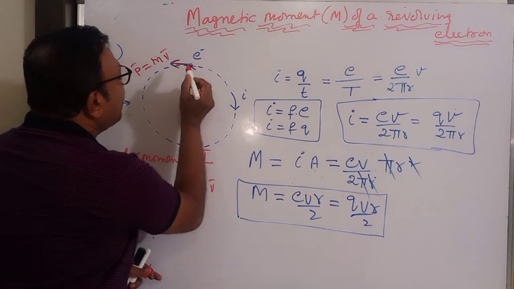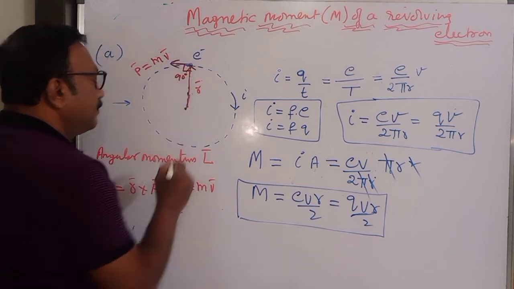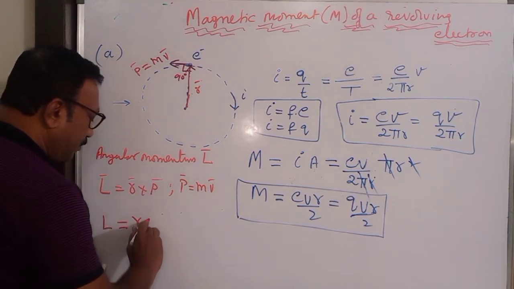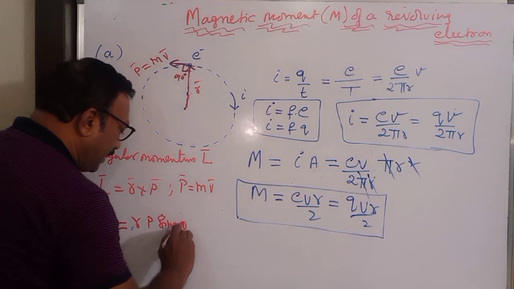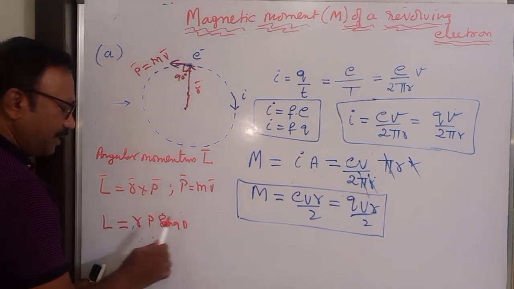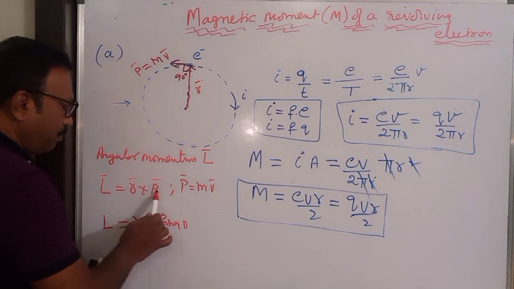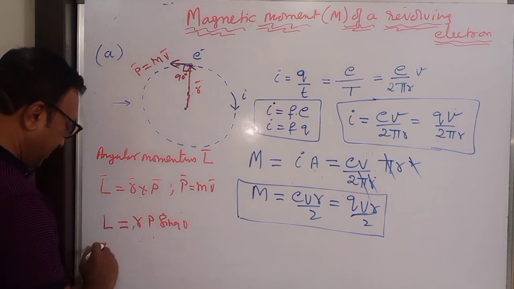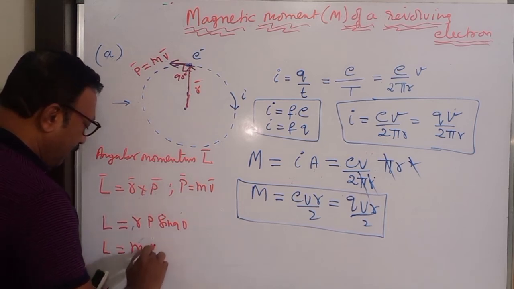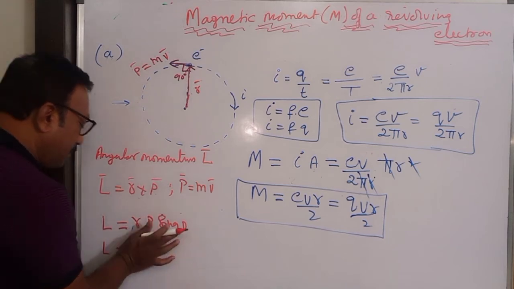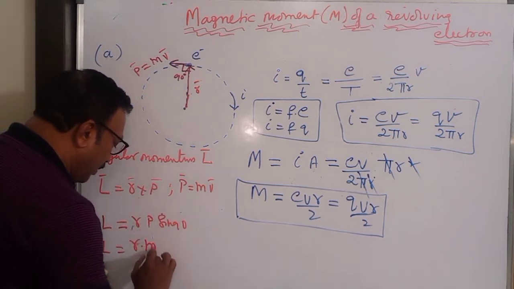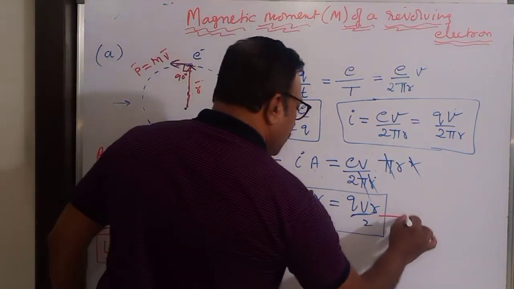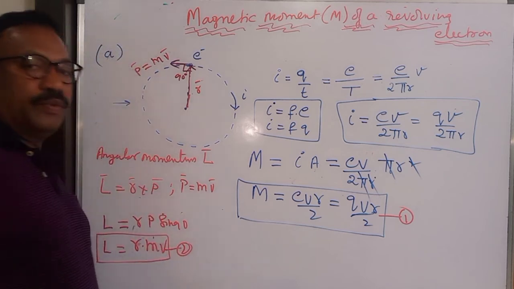Anyhow, this radius and this momentum are perpendicular. So therefore the angular momentum is given by R into P into sine 90. A bar cross B bar is AB sine theta. So A means magnitude of R, P means MV, and theta is the angle between R bar and P bar, which is 90 degrees. So this is nothing but M into V into R. This is the angular momentum of the electron. This is equation 1, this is equation 2.